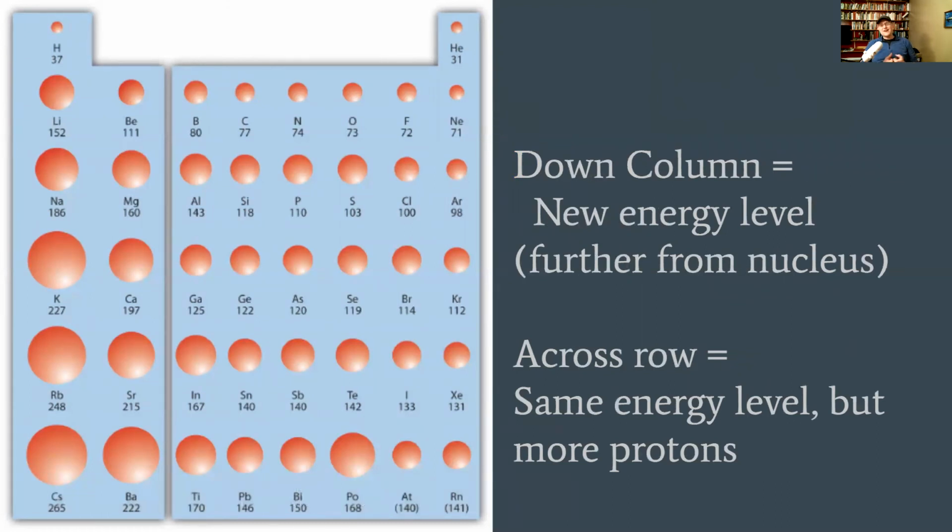As we're going down the columns, you'll notice that we have a new energy level, which means it's further away from the nucleus. Again, going back to Coulomb's law. Further away from the nucleus, this means that the force is going to be much smaller. Going across, it's still the same energy level. However, we're going to have more protons in it. Because we have more protons, those electrons are going to be pulled in toward the nucleus tighter.